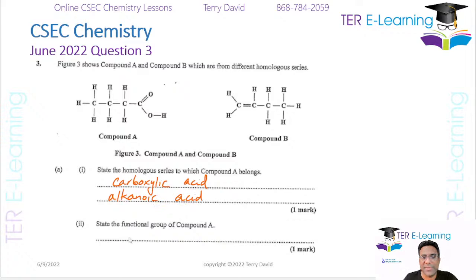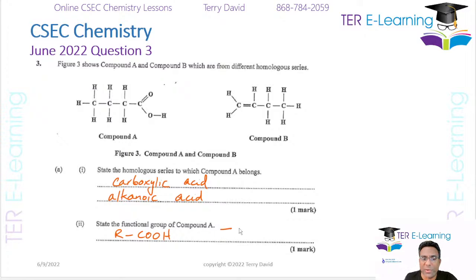Next part, state the functional group in compound A. So the functional group is this group, right? So that's my functional group there. You can write that, or you can write carboxyl. So that's how I typically write the functional group for an acid. R-C-O-H, that's it.